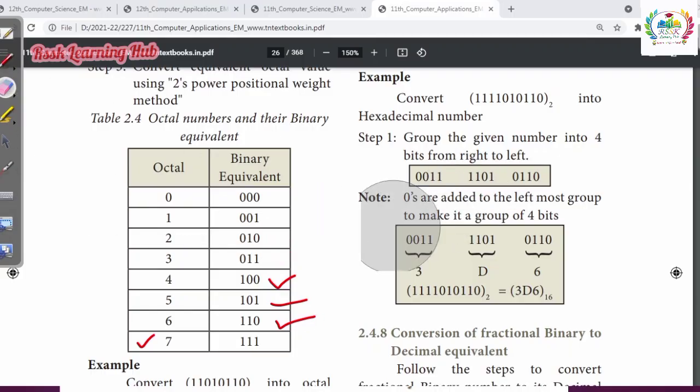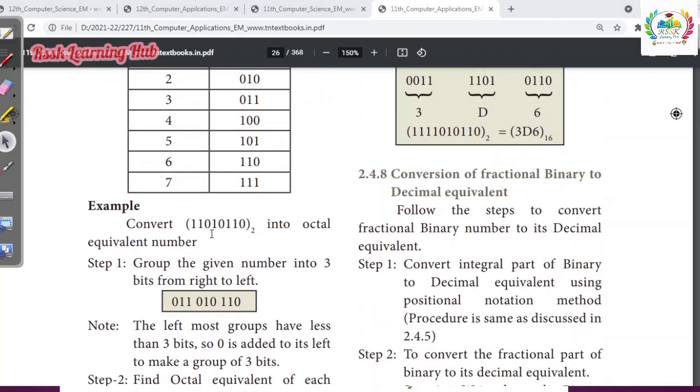Next thing what you have to do is split the values by 3 bits. From right to left, you have to split it. I am going to split like this. So 0 1 1, this is one set. Next 0 1 0, this is the second set. Next 1 1, before this you may add 0. Now calculate the value. 110 is nothing but 6. Next 010, that is 2. Next 011 is 3. So the answer is 326.